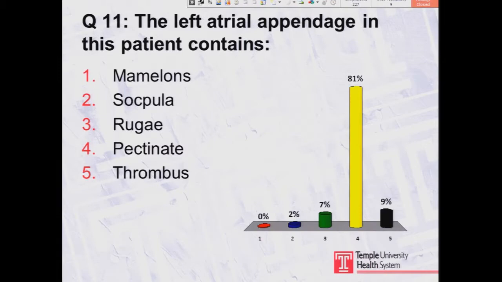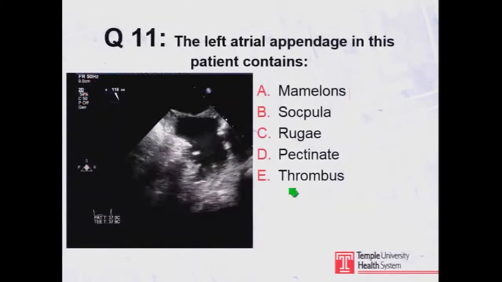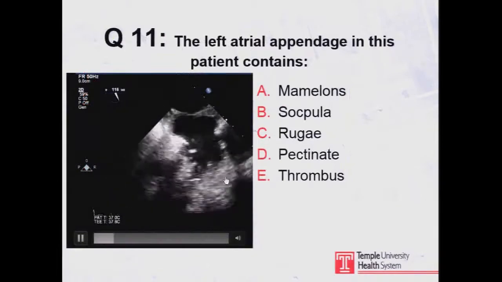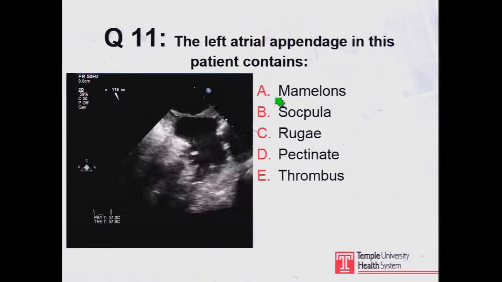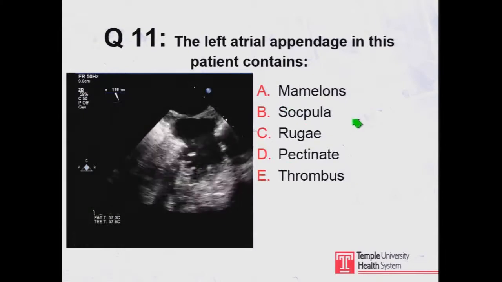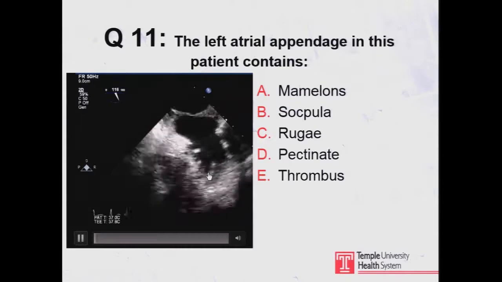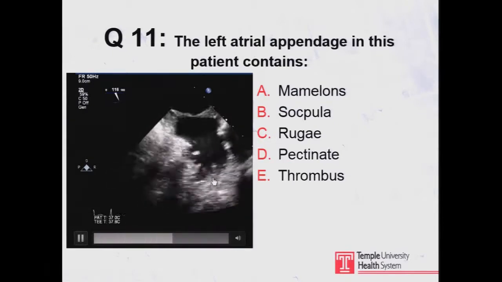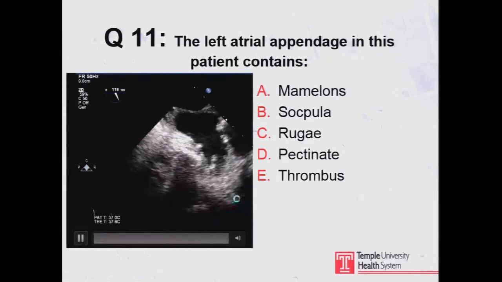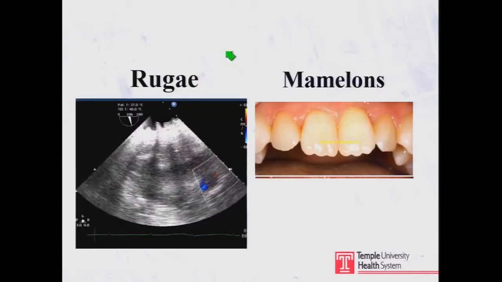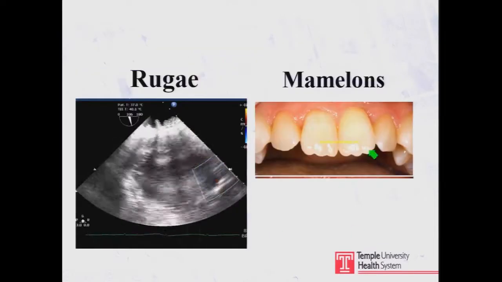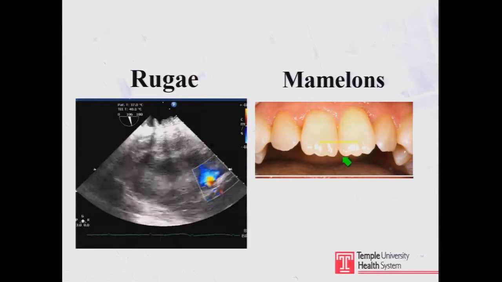Oh, great. That is correct. These are pectinate. They're not thrombi. Scapula actually means brush in Latin. There's nothing in the body, I think, named scapula, but it does look like a brush-like structure sticking up into the left atrium. And to remind you, these are mamelons.